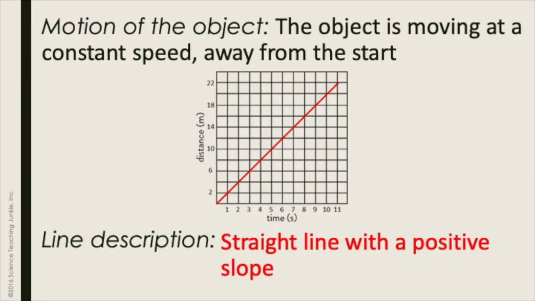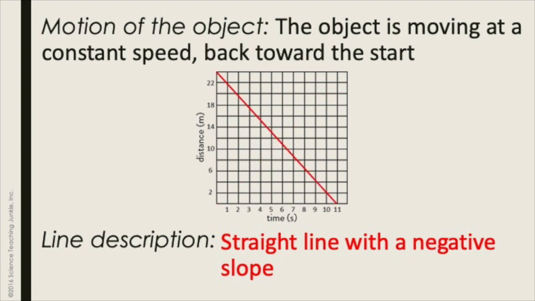The motion of the object in this graph is moving at a constant speed away from start. 0, 0 is always your origin or your starting point. Just like yesterday when you were graphing the movement of the marble on the track. You started at 0 and you moved out most of the time to 130 because that was the length of the track. It looks like a straight line with a positive slope.